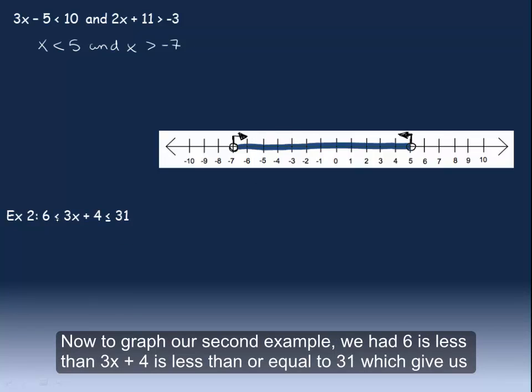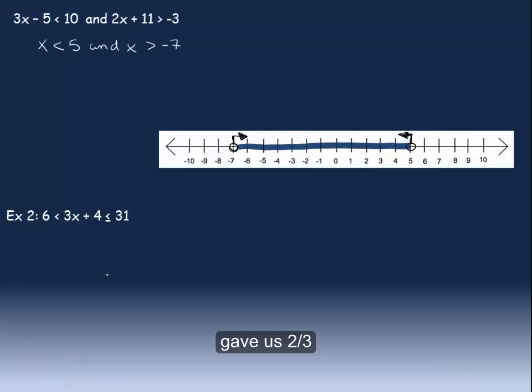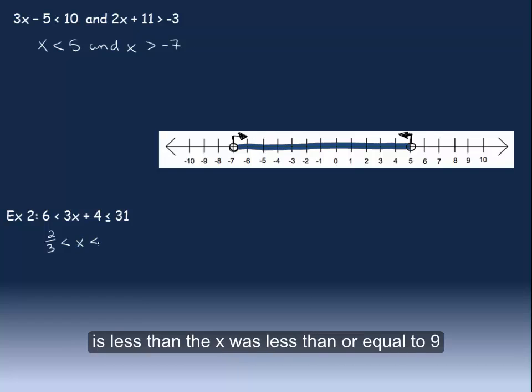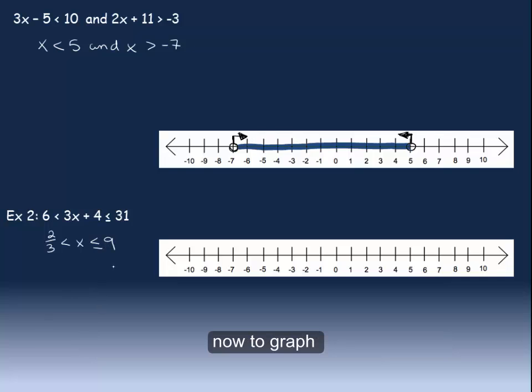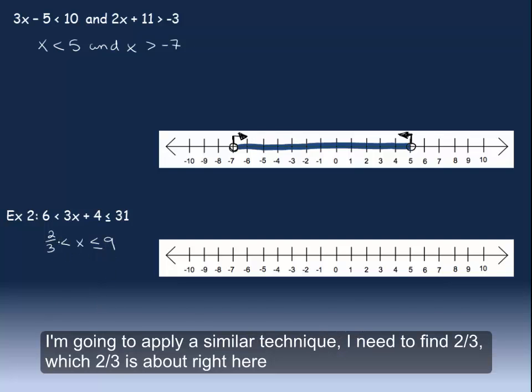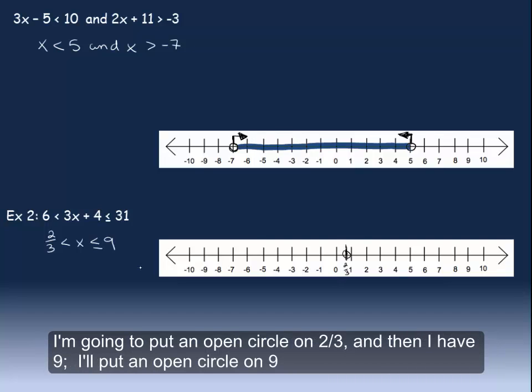Now to graph our second example, we had 6 is less than 3x plus 4, which is less than or equal to 31, which gave us 2/3 is less than x is less than or equal to 9. Now to graph, I'm going to apply a similar technique. I need to find 2/3, which is about right here. And I'm going to put an open circle on 2/3, and then I have 9. I'll put an open circle on 9.